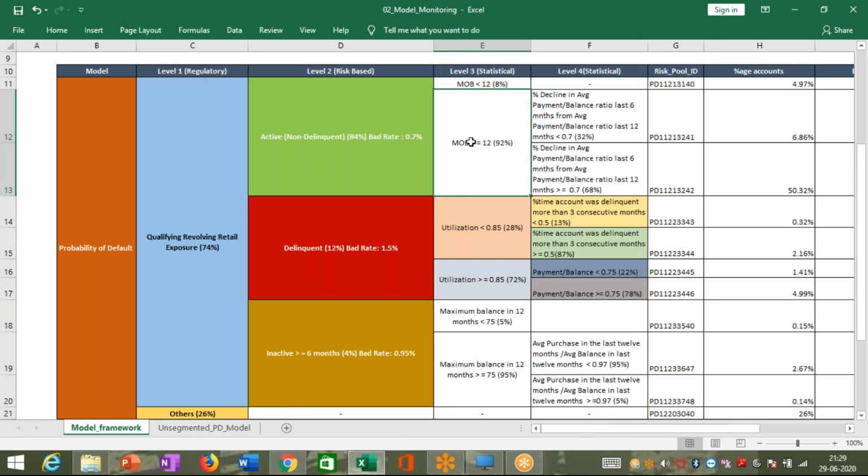Now, some of this level 3 segmentation is still intuitive, and the next two or three levels are generally statistical in nature. Just to show a summary, I have divided this into these parts.